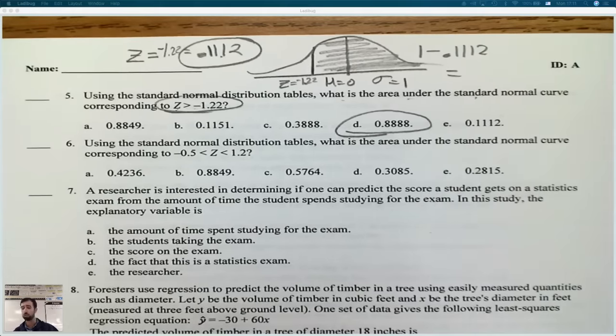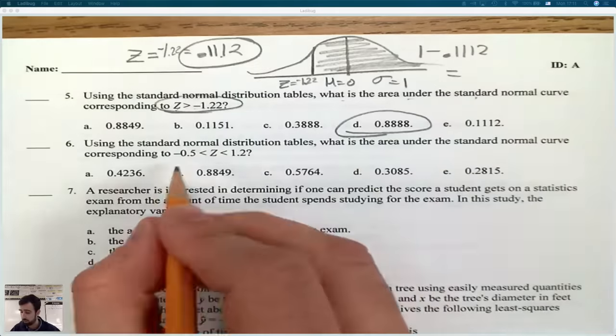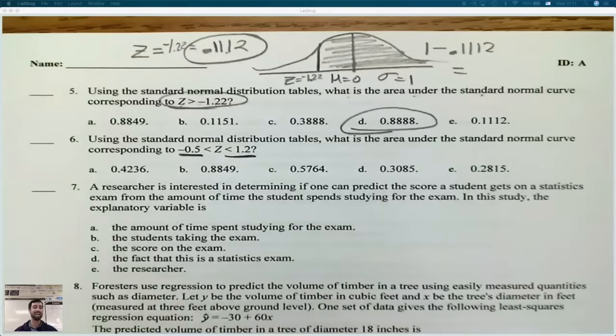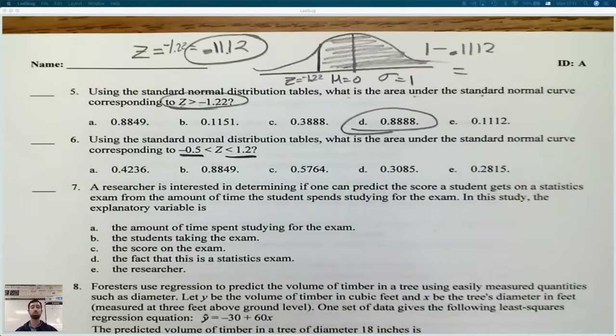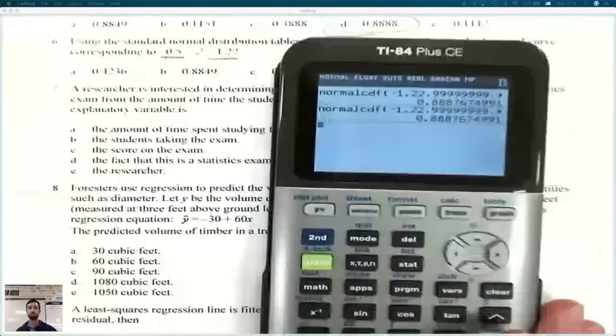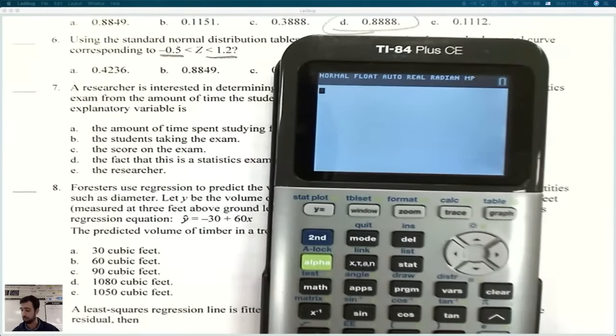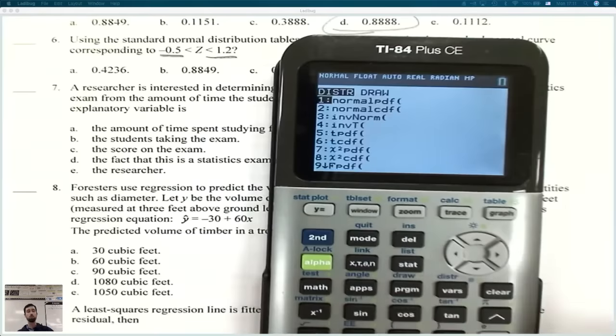Number six, use the standard normal distribution to find the area between half a standard deviation below and 1.2 above. Again, I'm going to strongly recommend you use your calculator. The calculator is going to be the fastest way and the most accurate way. If you're not comfortable with the calculator, I can show you with this, but the calculator is going to be the quickest. All right. So again, second vars. The two main buttons that you're going to be using are vars and stat. Those are the two main ones that we use in this class.